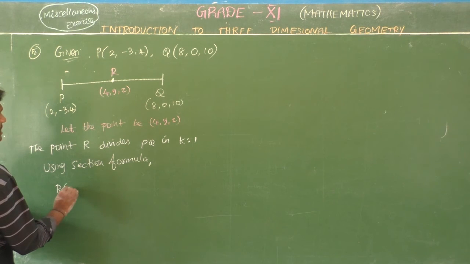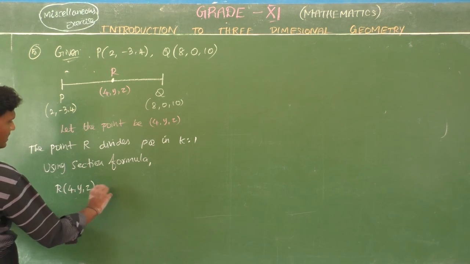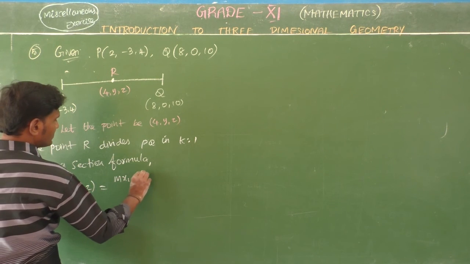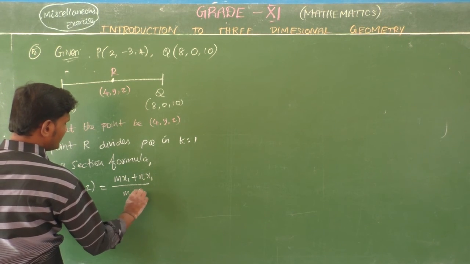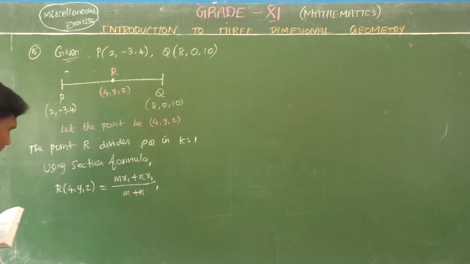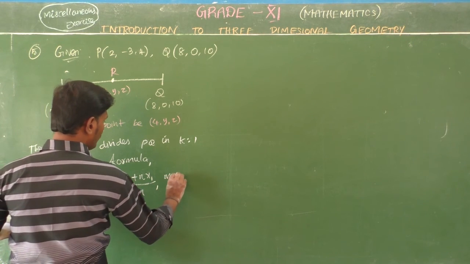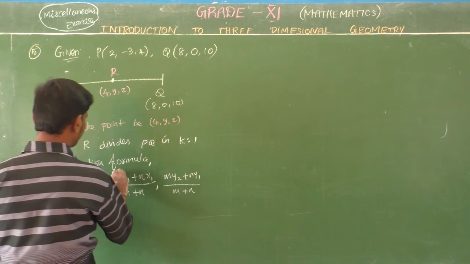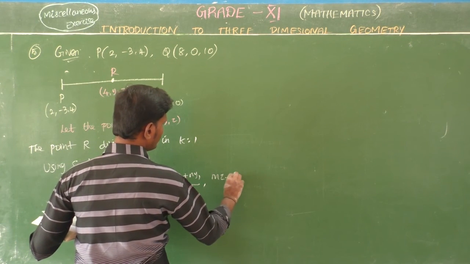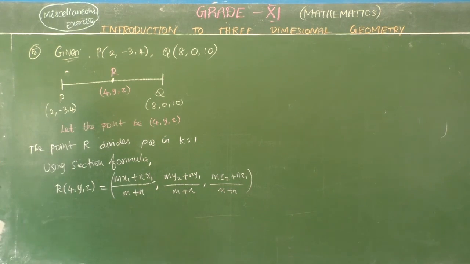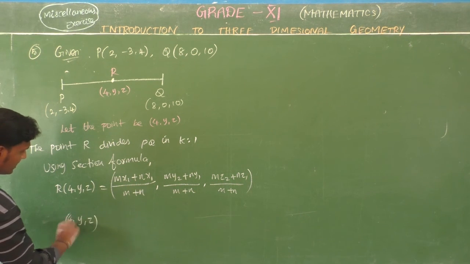The point R is (4, y, z), which is equal to, first you should write the formula: (mx2 plus nx1) by (m plus n), then (my2 plus ny1) by (m plus n), comma (mz2 plus nz1) by (m plus n). In your 10th syllabus you learned this with m1, m2. Here it is m and n.